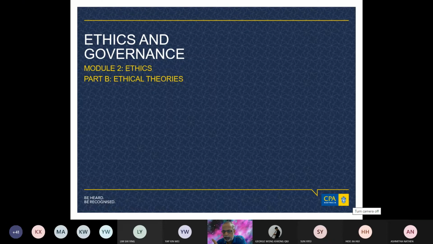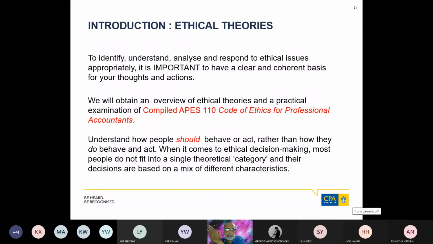So now we're going to start looking at some of the ethical theories. To identify, understand, analyze, and respond to ethical issues appropriately, it is IMPORTANT. You can see the word important is in capitals. It is important to have a clear and coherent basis for your thoughts and actions. So we will get an overview of ethical theories and also have a practical examination of APES 110, which is the Code of Ethics for Professional Accountants.